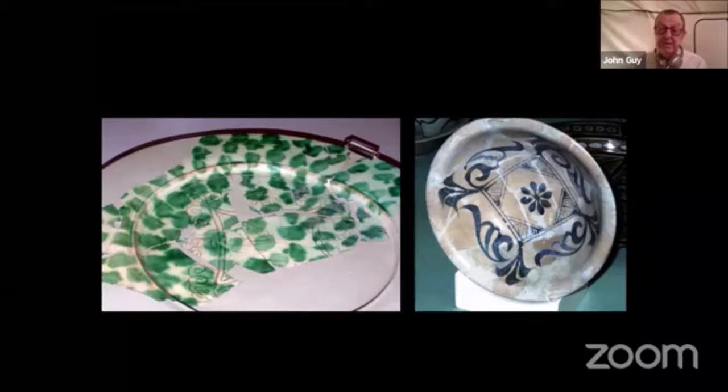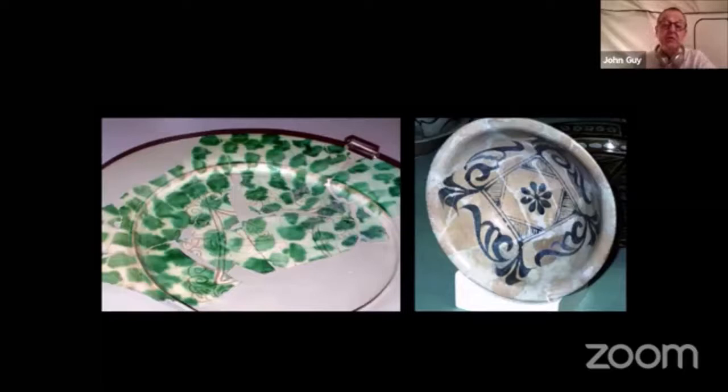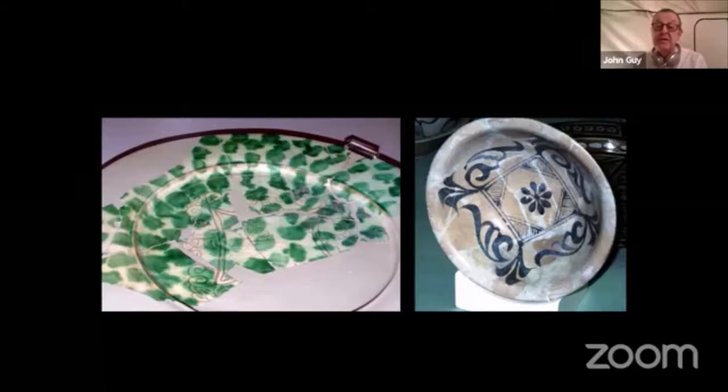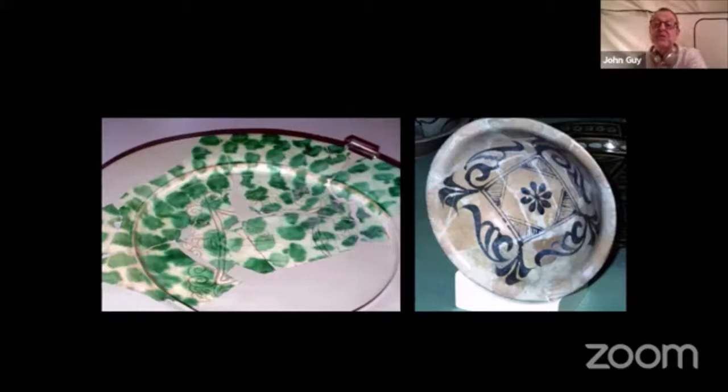Here we have on the left another piece from Samarra, now in Berlin, again with the same design, lightly engraved and then green splashed. And then in Basra, we see the beginnings in the 9th and 10th century of this very innovative use of cobalt, using essentially the same motif.